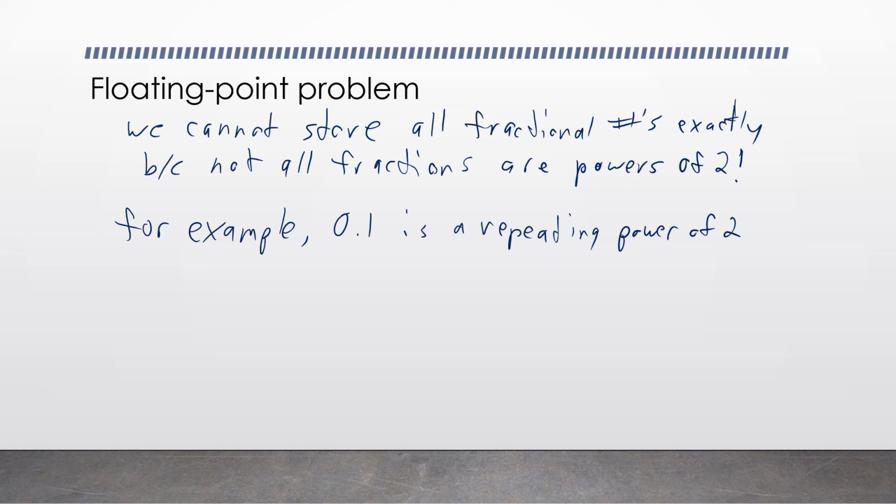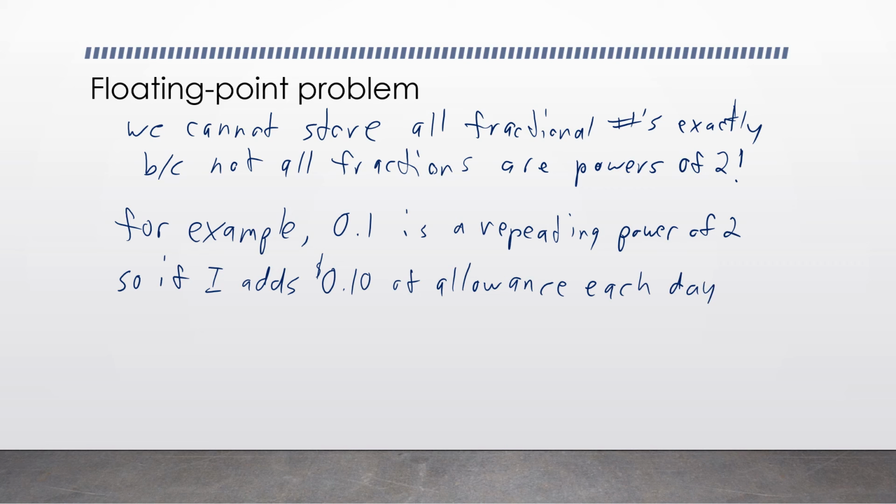Why is this important? So if I take the floating point representation that we had on the previous page, and I write a program that adds 10 cents, $0.10, of allowance for each of my kids each day. So if I add 10 cents of allowance each day for a year, 365 days, you would expect that I'd get exactly $36.50, right?